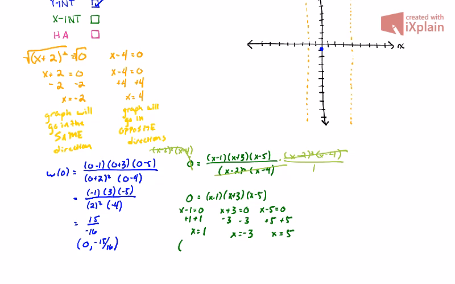And since we're talking about horizontal intercepts, or x-intercepts, pardon my mistake there, we will get the following coordinate points. So let's go ahead and plot those. So we have one at 1, 0. We have one at negative 3. We have one at 5.